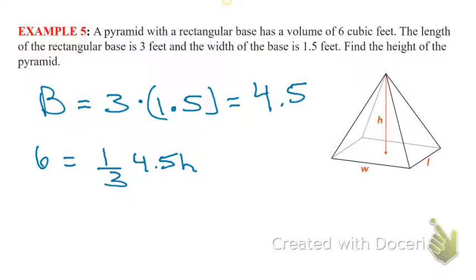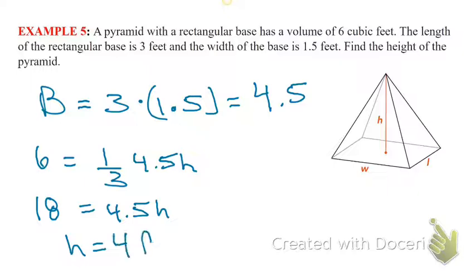Do a little bit of arithmetic here, a little bit of solving. We'll multiply both sides by 3, and then divide both sides by 4.5. And we end up with a height of 4 feet.